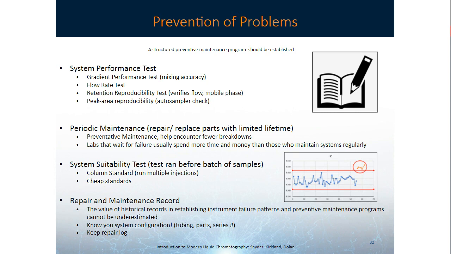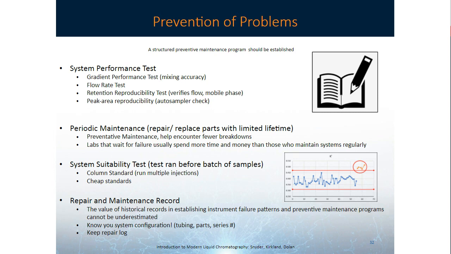And then I would certainly recommend doing a system suitability test. So again, a standard column in your lab that you'll run before a batch of samples on a day-to-day basis. And I would plot the data as well so you can catch whether it's a gradual trend or a sudden increase or decrease in a value. It will really help you troubleshoot. You don't have to use really expensive standards. These can be just relatively cheap standards that you use in the lab.